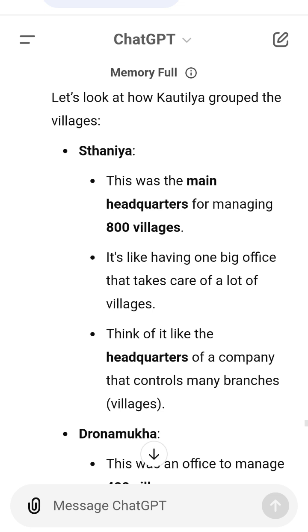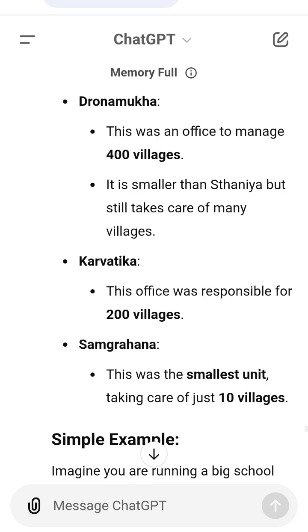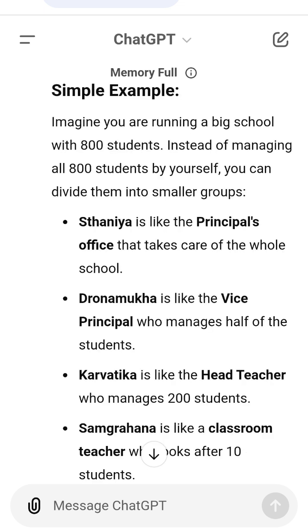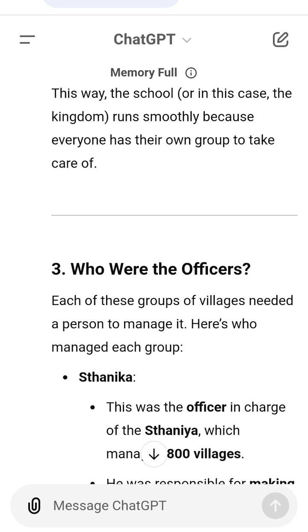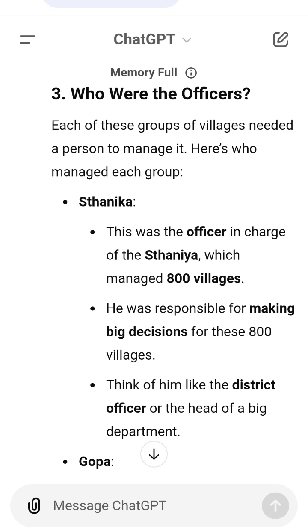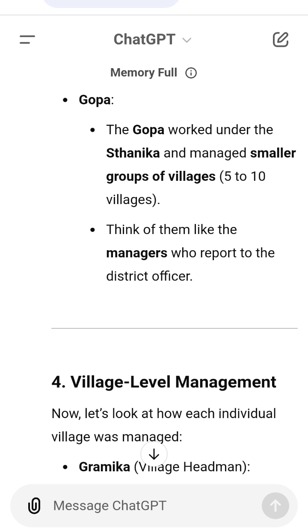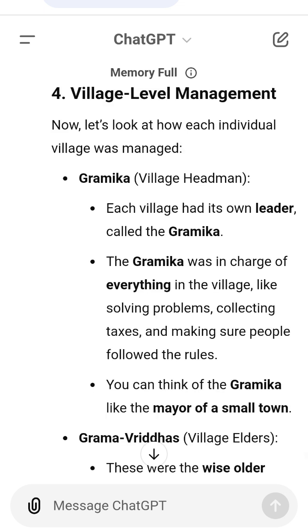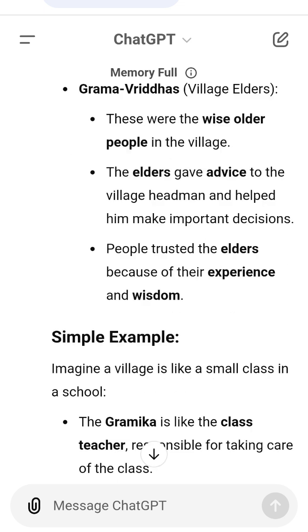Summary. Kautilya in the Arthashastra gave very detailed advice about how to manage villages in a big kingdom. He suggested dividing the villages into groups and having officers like the Stanika and Gopa to take care of them. At the village level, the Gramika, village headman, and Gramavridas, village elders, played a key role in making sure everything was done correctly. This structure made it easier for the king to manage his large kingdom because everyone knew their role and had a specific group of villages to take care of.